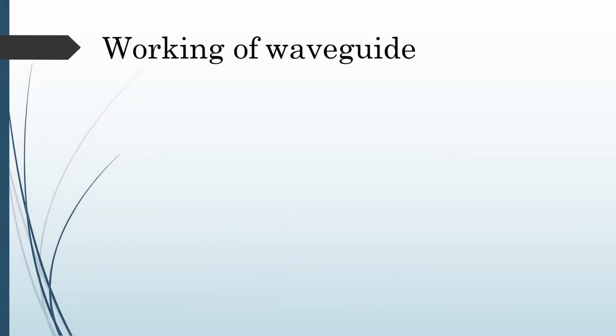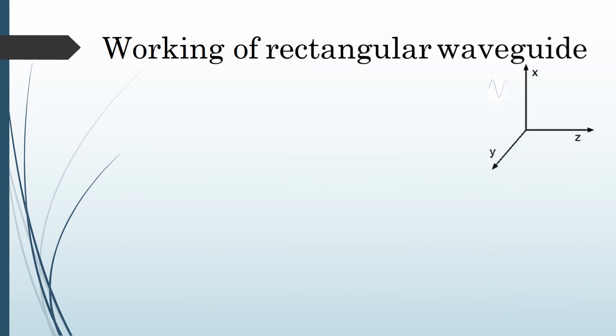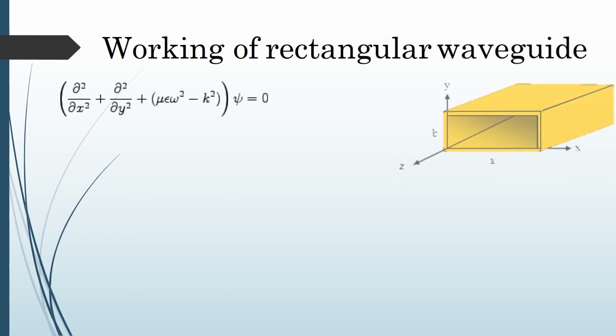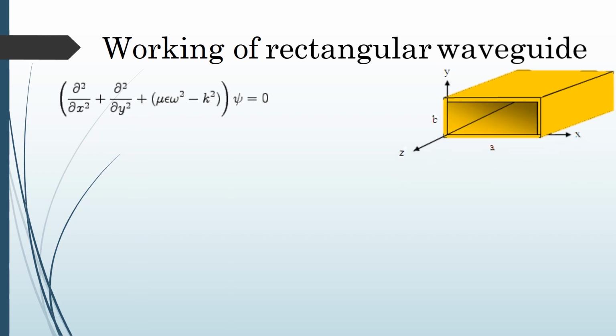Now that we know what waveguides are and how they are used, let's see how waveguides work. Here, we will only talk about a straight rectangular waveguide lined along the z-axis. Under these circumstances, the wave equation becomes ∂²/∂x² + ∂²/∂y² + (μεω² − k²) ψ = 0. This wave equation separates and the solutions are products of sine, cosine or exponential functions in each variable separately. To determine which combination to use, we just need to satisfy the boundary conditions.